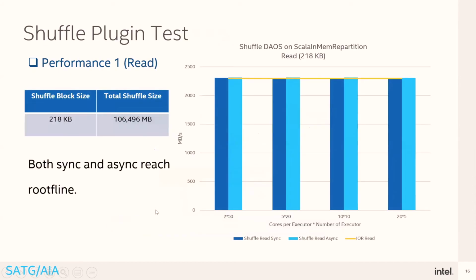Here is the performance data with the workload scalar in-memory repartition, and the shuffle block size is about 200 kilobytes. And here, both synchronous and asynchronous APIs reach the roofline. The roofline is obtained from the DAOS IOR.